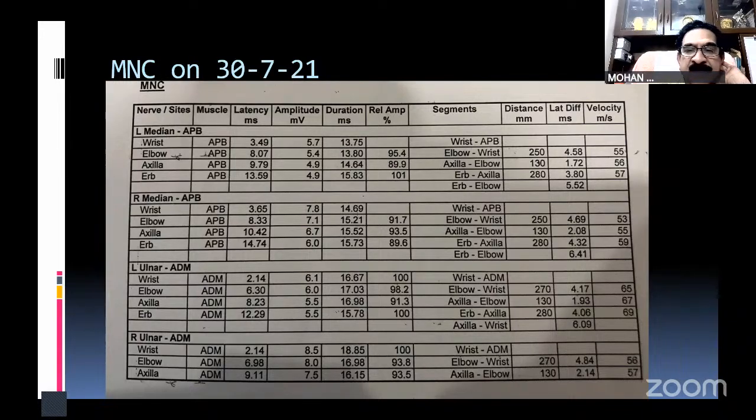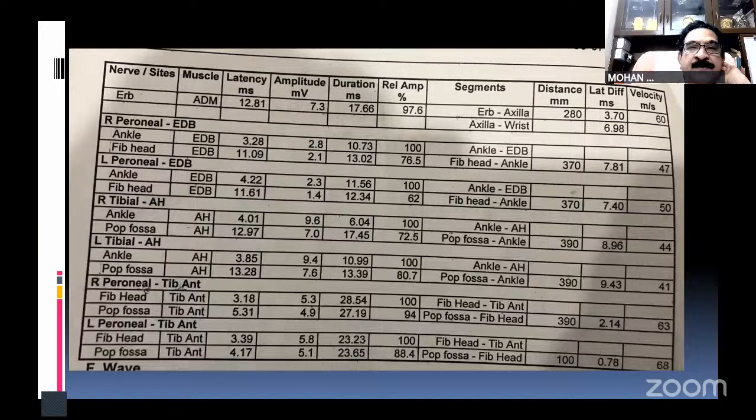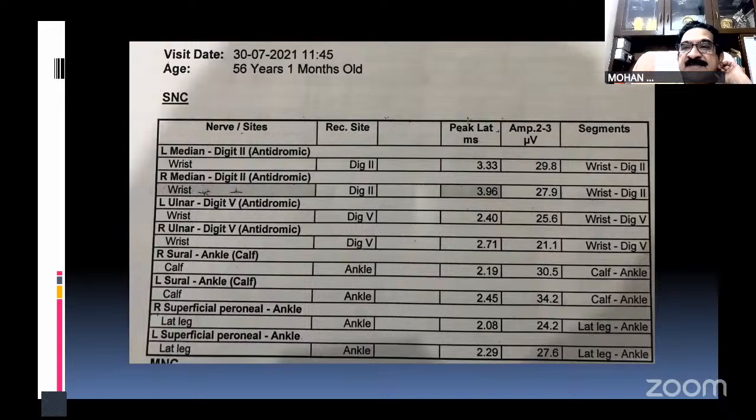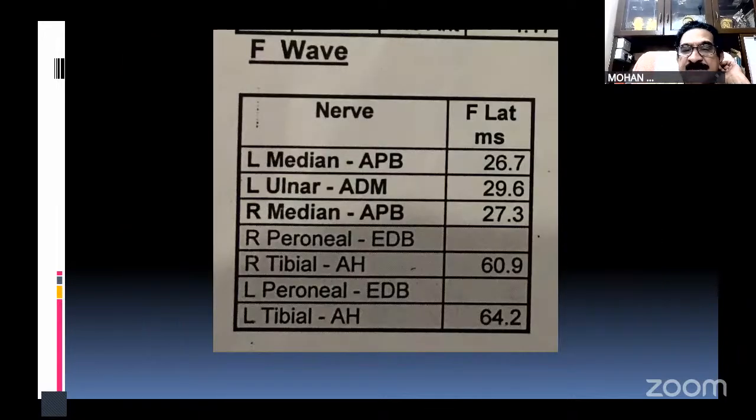The median and ulnar conductions were normal. Look at the peroneal, both peroneal amplitudes are low. Tibial amplitude is normal, and the tibialis anterior is also normal. So only the distal part of the muscle has a low amplitude, and the velocity is normal. Sensory potentials are all normal, even though she is diabetic, quite normal. And F-wave latency is also normal except for the left tibial nerve, otherwise all normal. So what is your inference from the NCS?